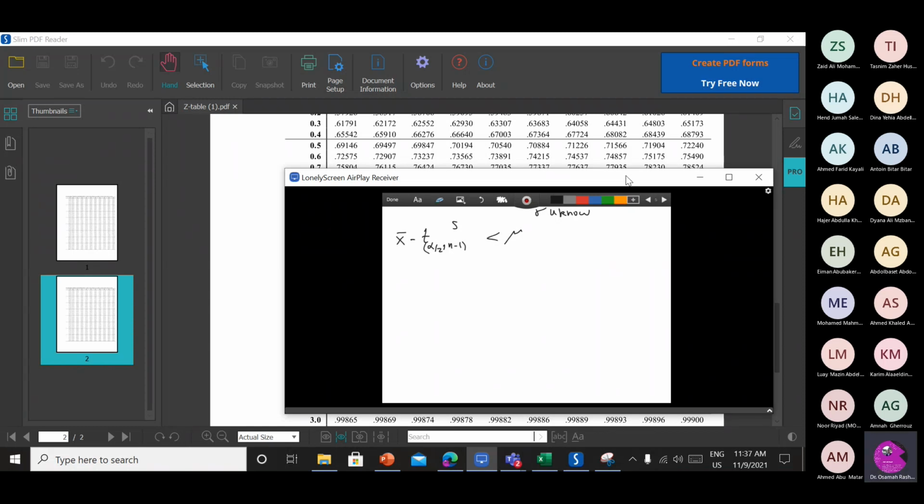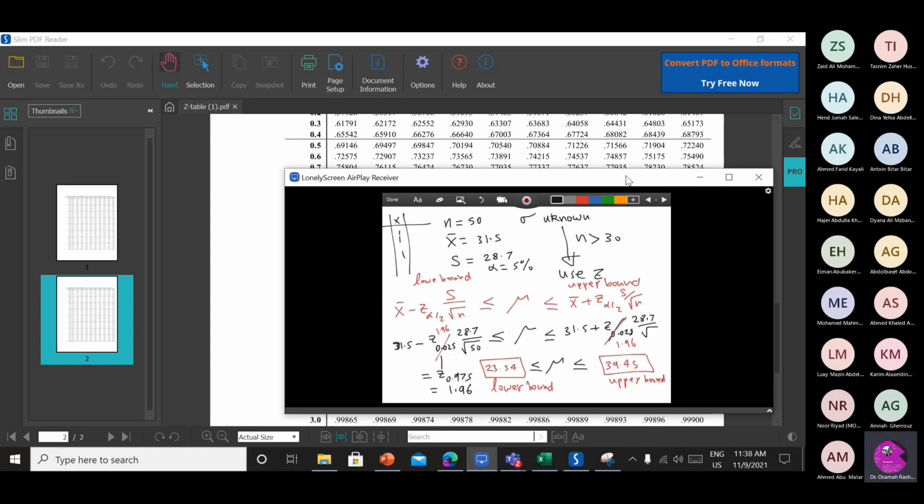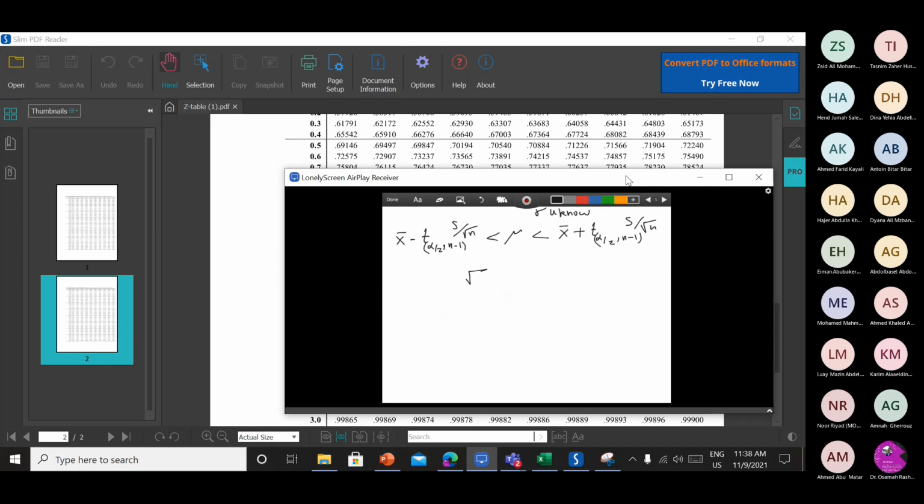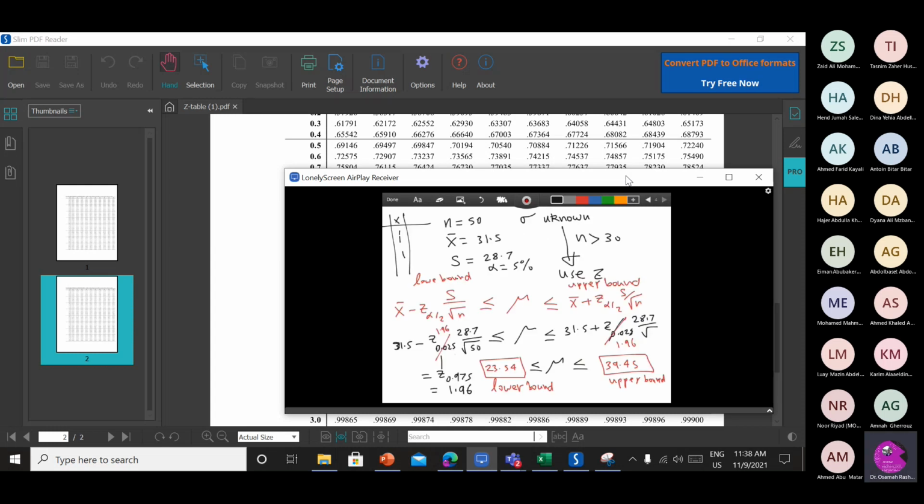Bigger than 30, we use it, but also you can use T. Let's go for T. So S over, yes, over what? Square root of n. And here T. And the upper bound will be X bar plus, yes, T alpha over 2, and the degree of freedom is n minus 1, and you have S over root n. We have the whole information here, right? So n is what? 50. S is what? 28.7.